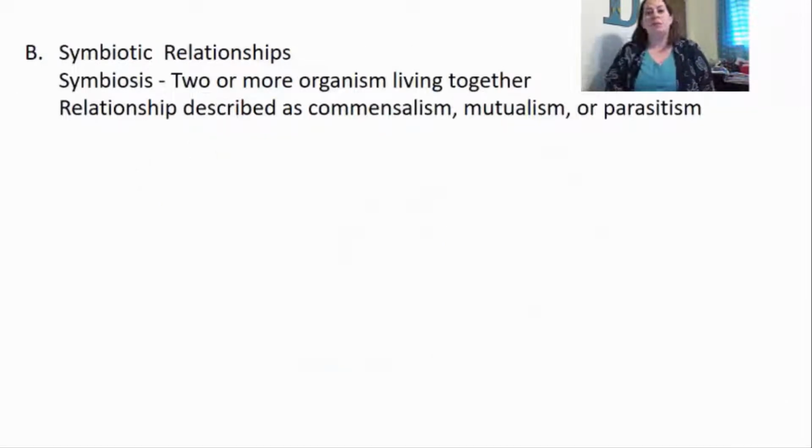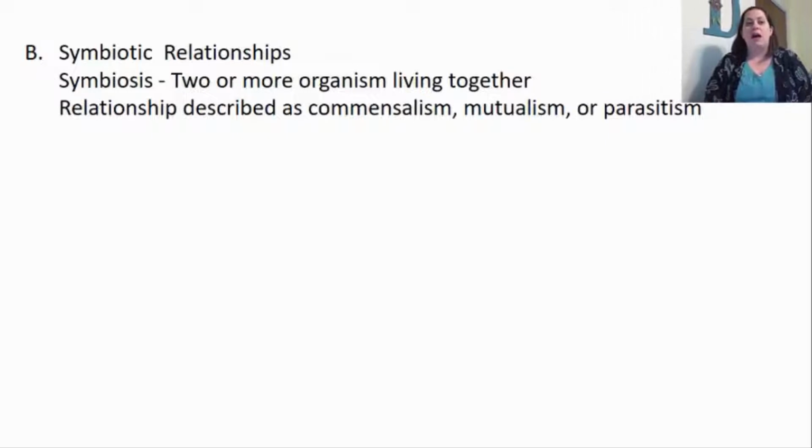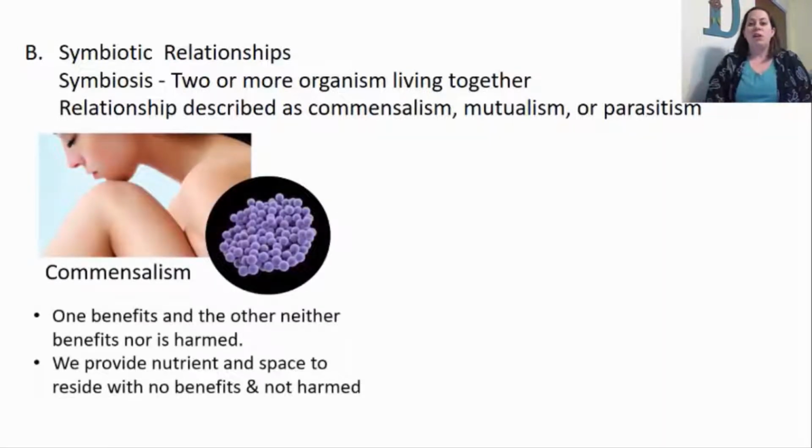All right, so when organisms live together and have some sort of relationship, this is called symbiosis. So symbiosis is where two or more organisms are living together. Now, this relationship of them living together could be beneficial for both, or it may be beneficial for one. These relationships can be described as commensalism, mutualism, or parasitism. So when we look at commensalism, this is where one benefits and the other neither is benefited nor harmed.